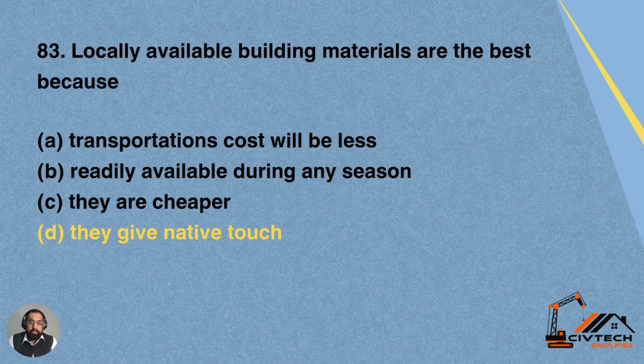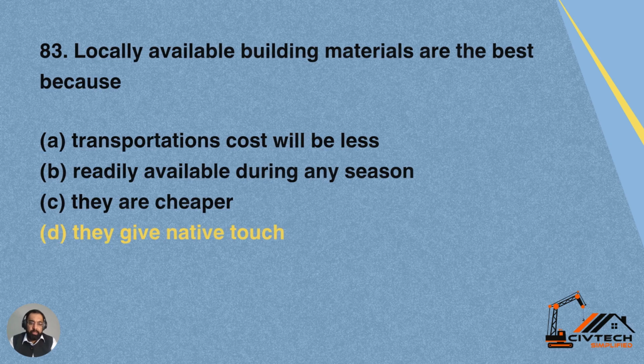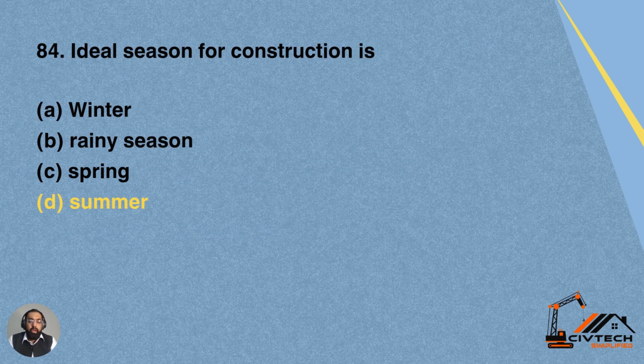Question 83. Locally available building materials are the best because... Why do we prefer locally available materials? Number A, transportation cost will be less. Number B, readily available during any season. Number C, they are cheaper. Number D, they give native touch. So in one or other case, all options are correct, but the obvious option is D, which is they give a native touch. So option D is correct for this question.